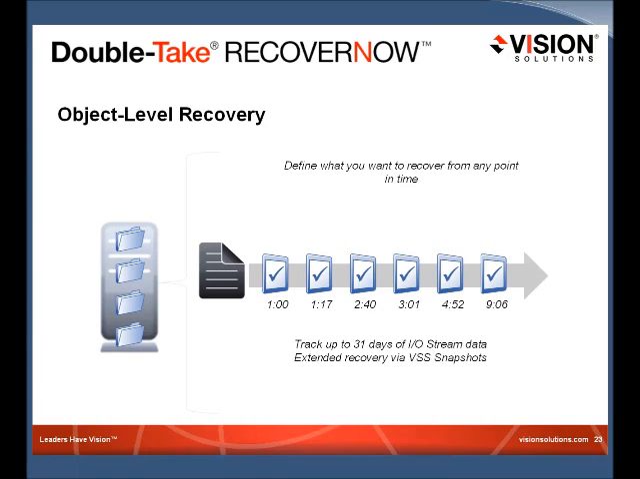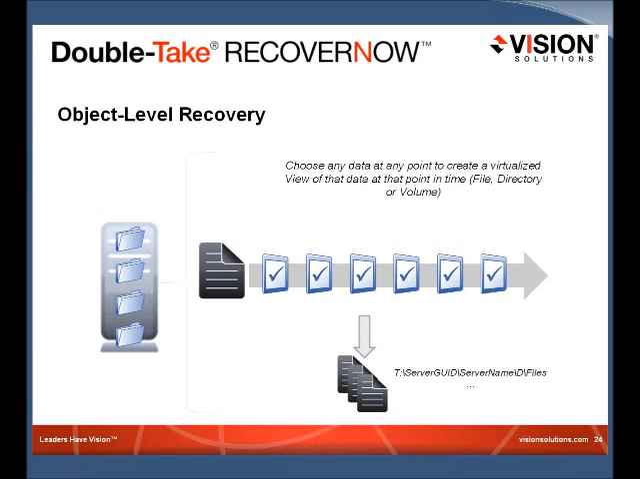Where this really comes in handy is if a user deletes a file or a folder. This is going to give you the ability to recover that specific object as opposed to recovering the entire data set to get that object. So if you do need to perform that object level recovery, you'll use the Recover Now console to create a virtualized view of that data set to allow you to drill in and recover that specific object. Again, it could be an entire volume, a folder, or just an individual file or multiple files if you choose.